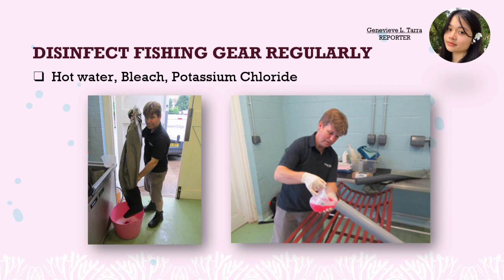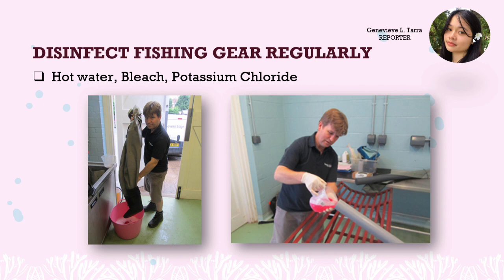Next is by using bleach. Bleach is also a very effective disinfectant agent. However, it is a caustic substance that can be corrosive to aluminum and other sensitive fishing and boating equipment. So you must soak or spray equipment for at least 1 minute with a 2% bleach solution.